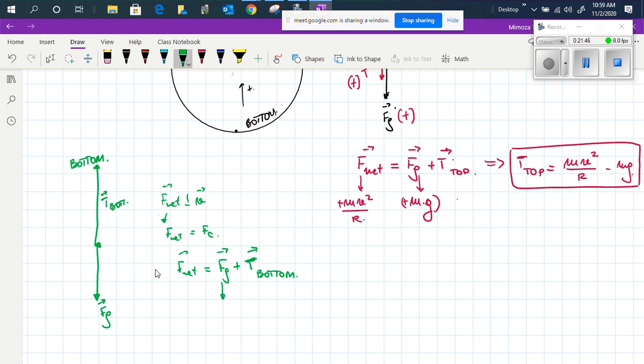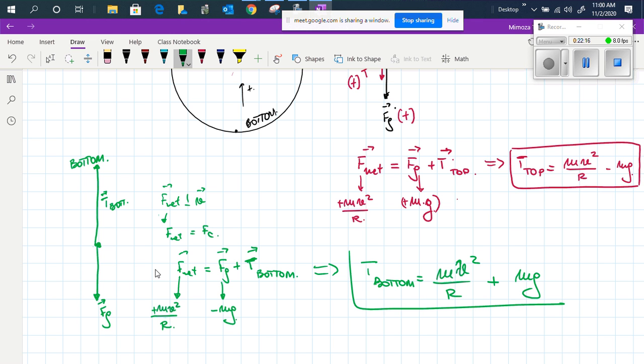Since the force of gravity is away from the center, this is negative mg, and this is always toward the center, so it will be positive mv squared over r. So from here, the tension at the bottom will be mv squared over r plus mg. As you see here, the tension at the bottom is higher than the force of gravity and higher than the tension at the top. Question?